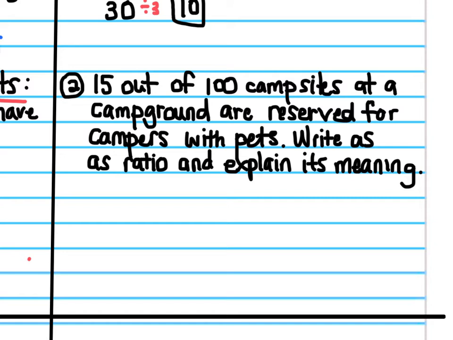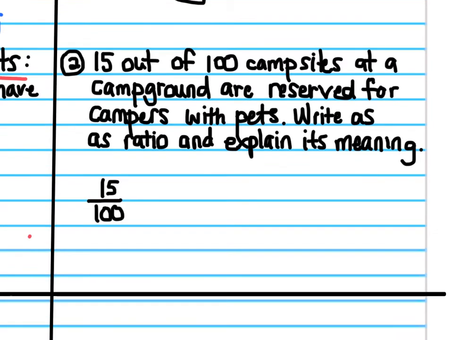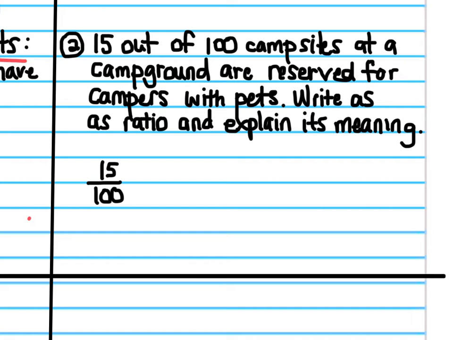Okay, so we're going to write this as a ratio. So we're going to put 15 as the numerator and 100 as the denominator. So now we check to see if we can simplify, and we can. They're both divisible by 5. So we divide them both by 5, and then we're going to get, for our numerator, 3 over, and our denominator is going to be 20. So our ratio is 3:20.